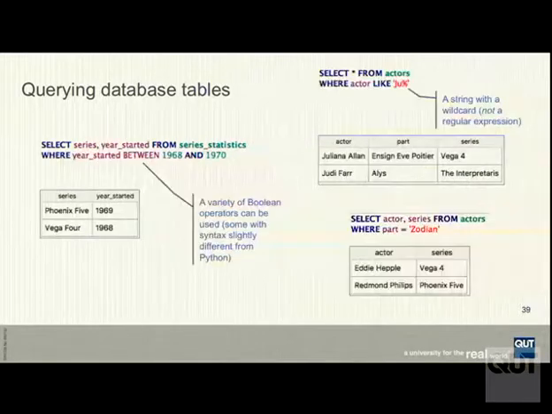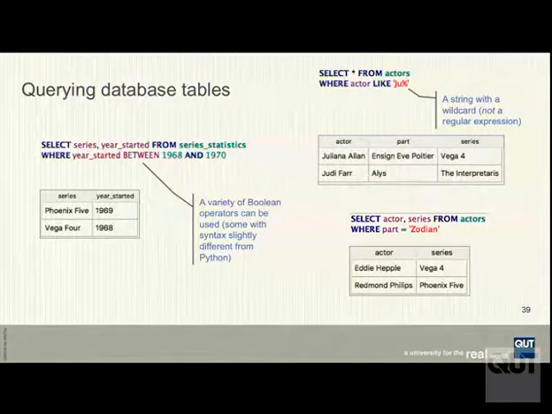And you can have all sorts of Boolean constraints on what you want returned. So the example on the left here says, I want 2 columns, series and year started, from the series statistics table, but only where the year started is between 2 values, 1968 and 1970, inclusive, as it happens in this case. And you can also have patterns as well. Select all the columns from the actors table where the actor's name is like JU%. Percent is the wild card in strings in SQL.